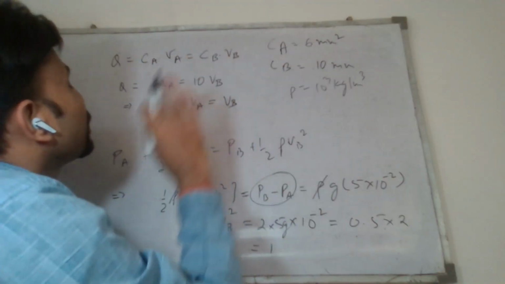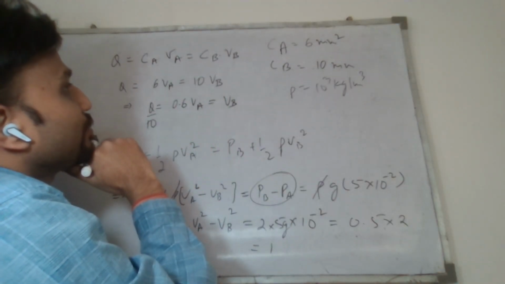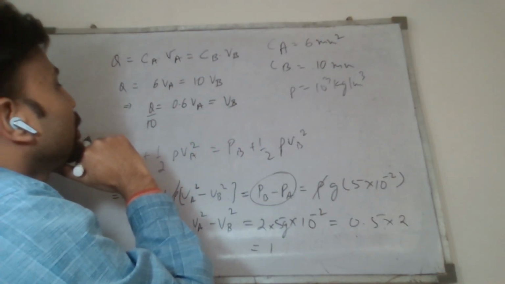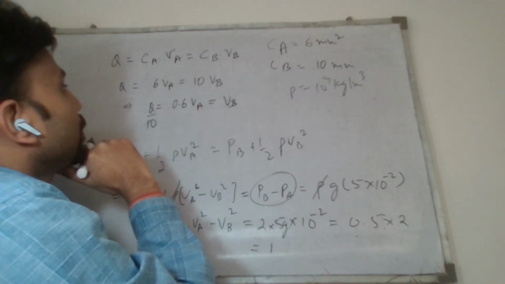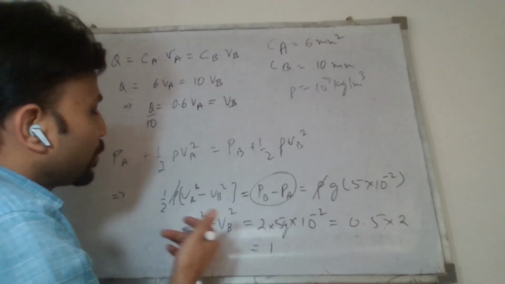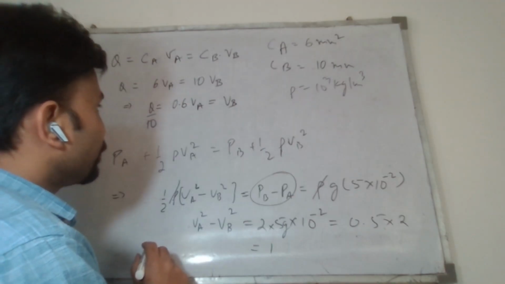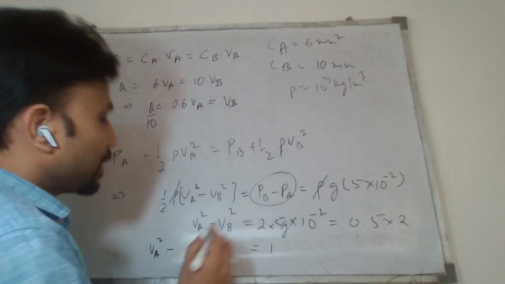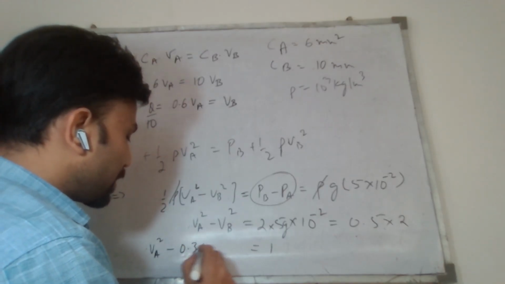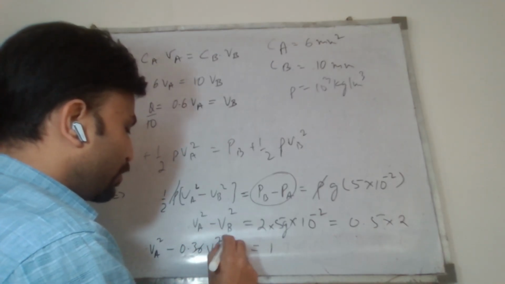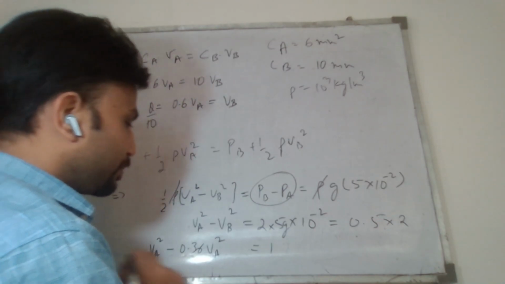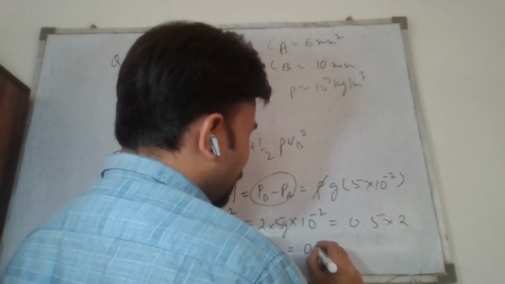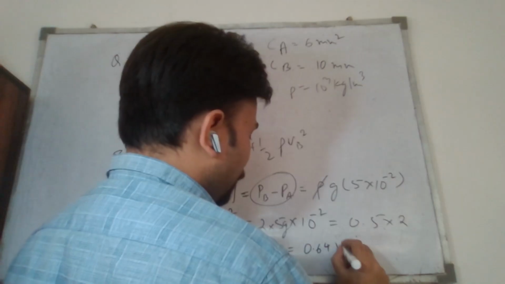So in terms of the value which we have put, right, let us put those values here. So this is VA square minus VB square. So VB is 0.6, square is 0.36 VA square. So this is 0.64 VA square.